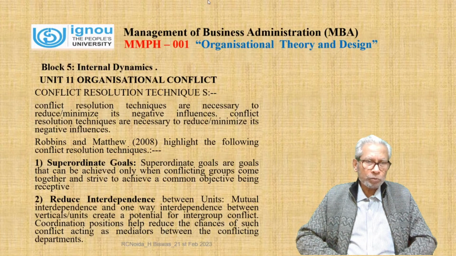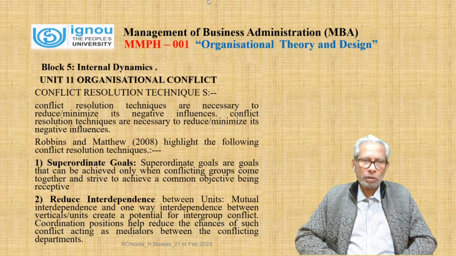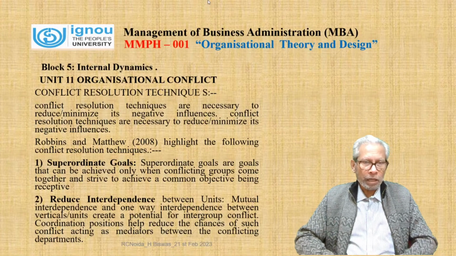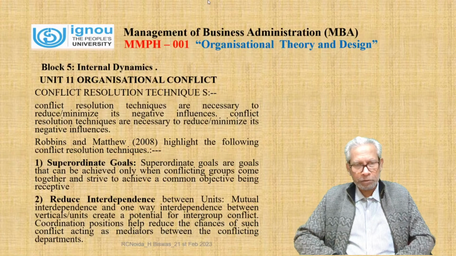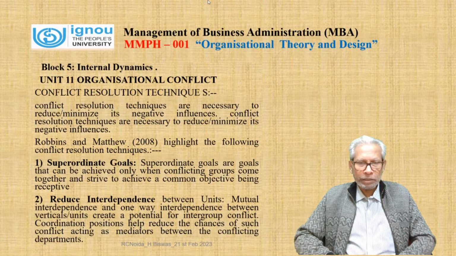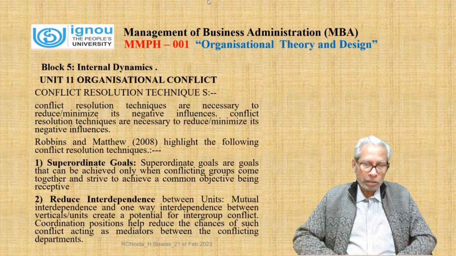Superordinate goals. Superordinate goals are goals that can be achieved only when conflicting groups come together and strive to achieve a common objective. Reduce interdependence between the units. Mutual interdependence between the vertical units creates a potential for intergroup conflict. Coordination positions help reduce the chances of such conflict, acting as mediators between the conflicting departments.